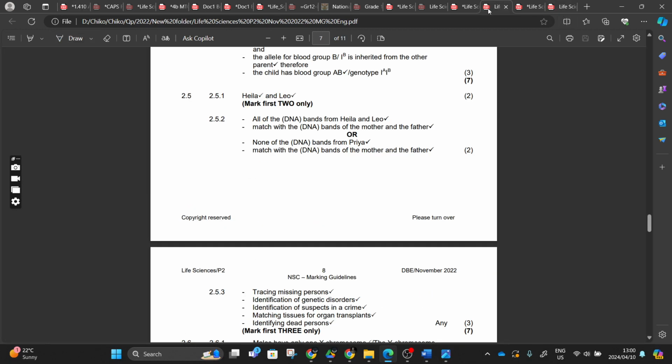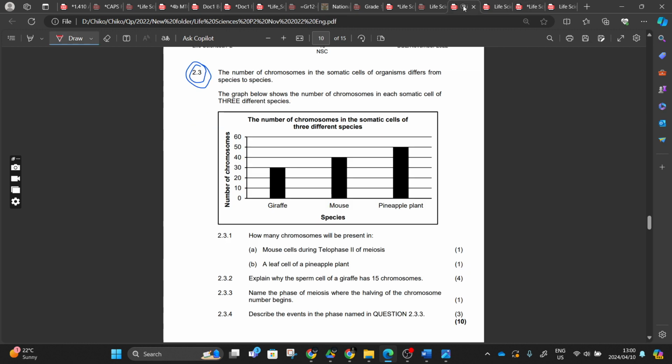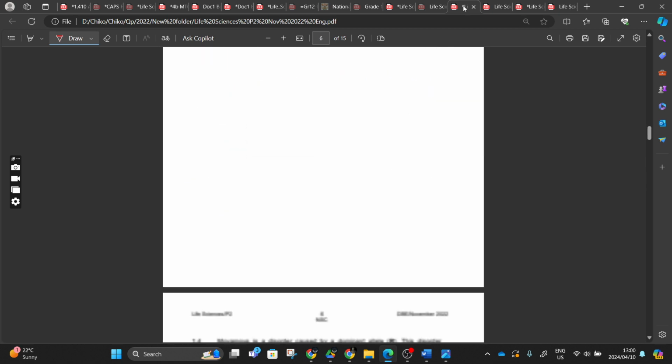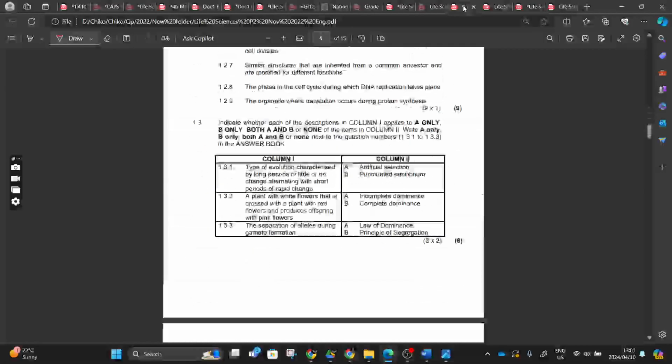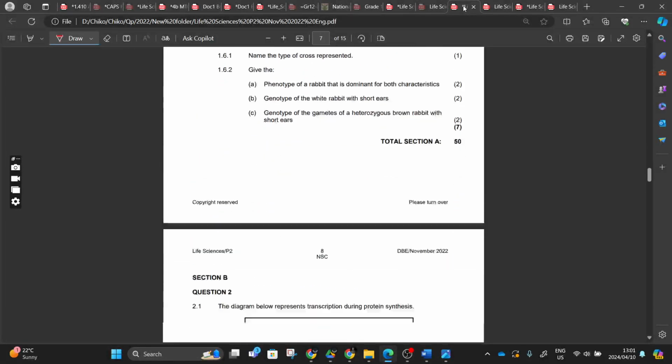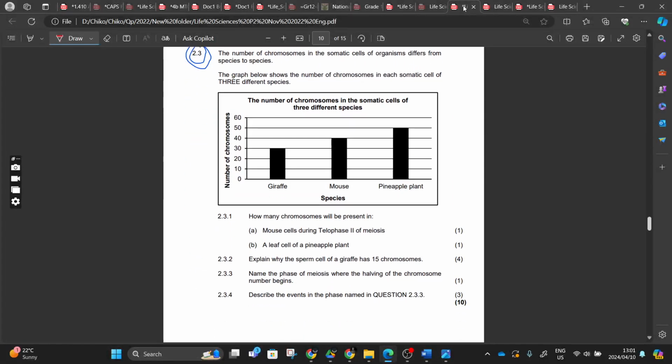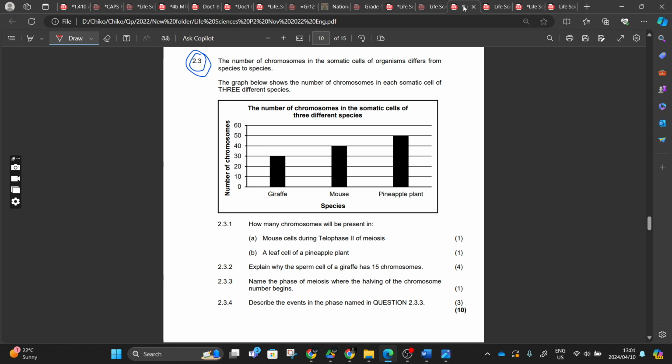So with that being said, let's come to this one, 2.3. 2022 November, right? We scanned this, we did that, we did this, and now we are going to do this question 2.3, right? Wait for me, let's see. 2.3, right?